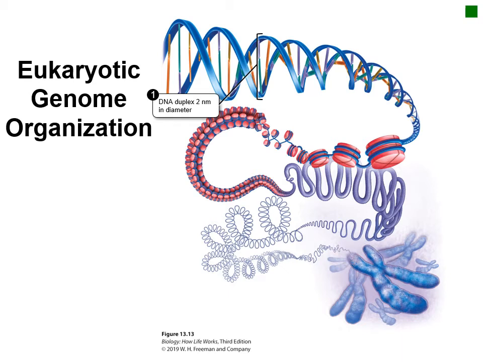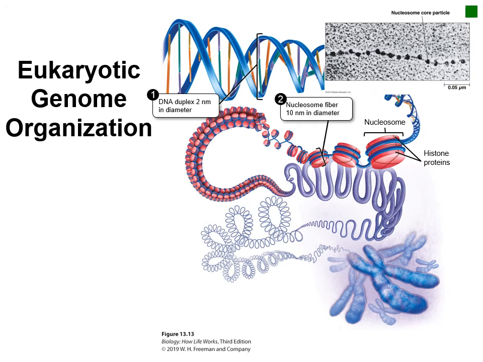The first and most well understood step for eukaryotic DNA packaging occurs when the DNA helix is wrapped around a group of proteins called histone proteins, forming a structure called a nucleosome. We will discuss histone proteins in more detail on the next slide. This level of packaging is often referred to as beads on a string due to the appearance of nucleosomes in an electron microscope image. It is also called a 10 nanometer fiber based on its diameter.